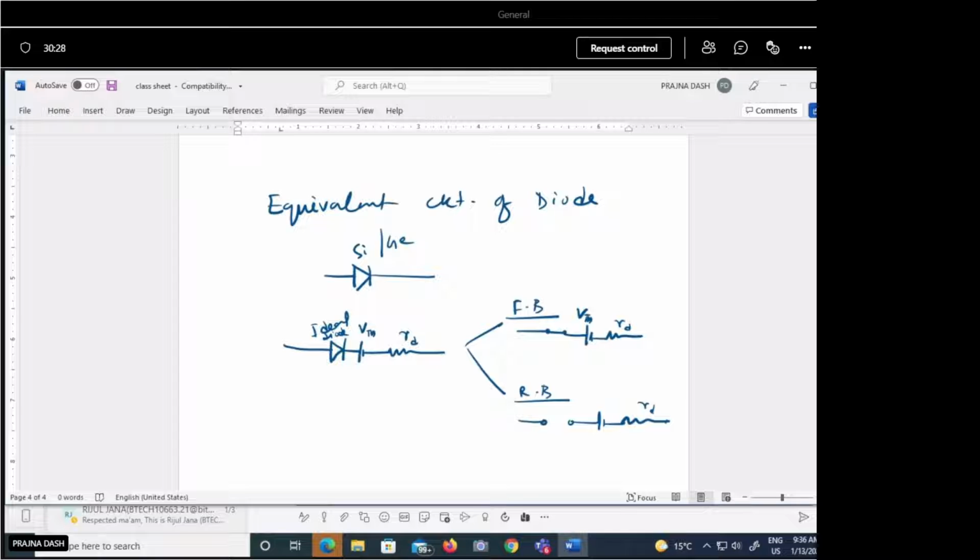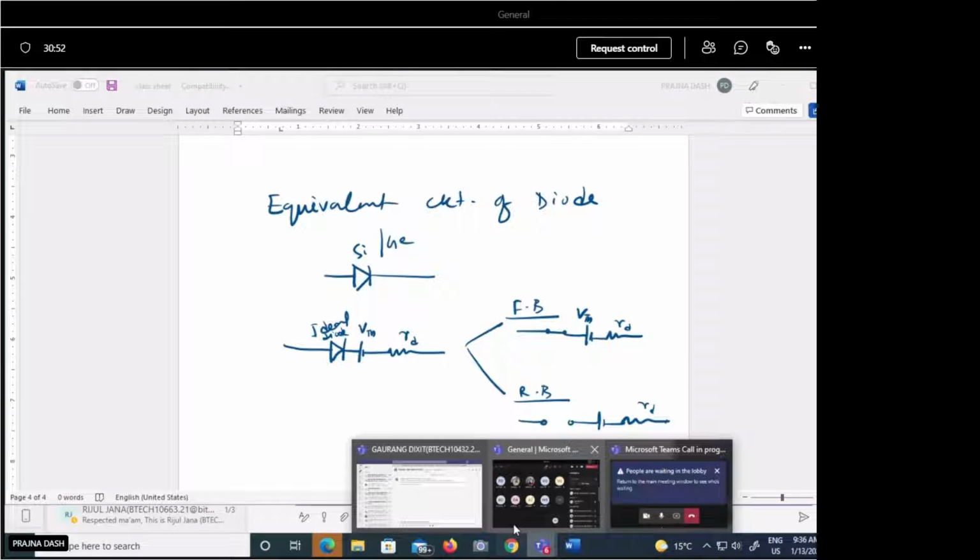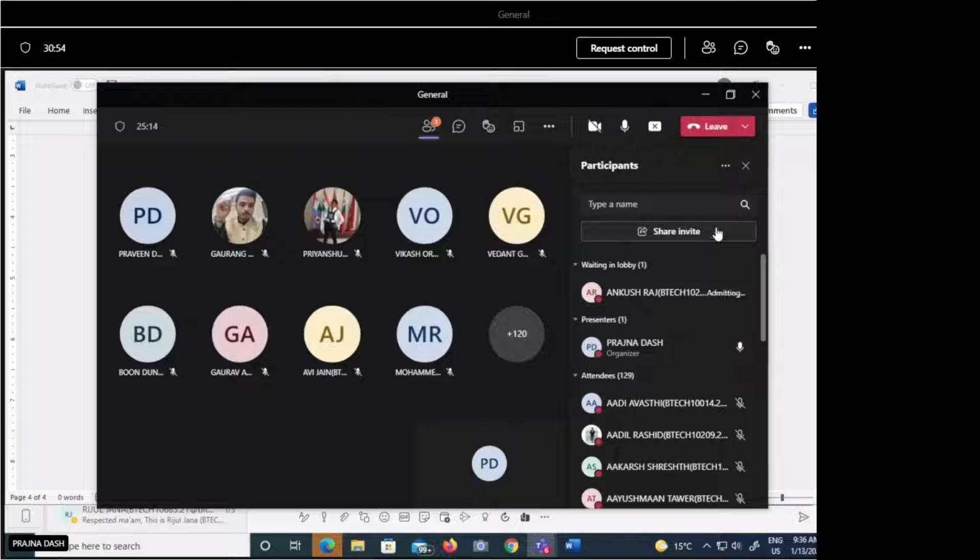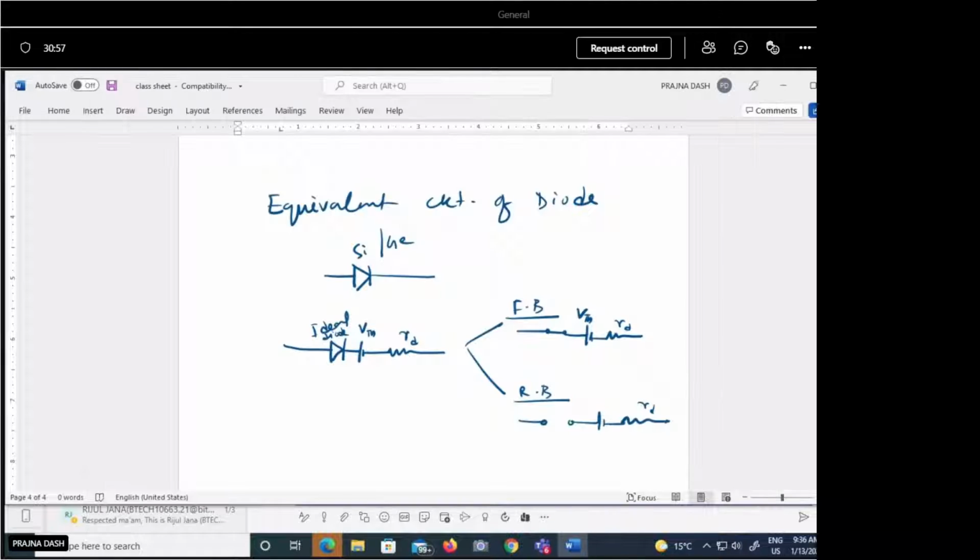Usually in some cases this RD, the diode resistance, is a very small resistance in comparison to the load resistance or other resistance present in the circuit. So usually this RD is not considered when we solve numericals, until and unless we are specifically asked to use the dynamic resistance. We will solve some numericals so that it will be more clear how it is treated. So let us take a numerical.